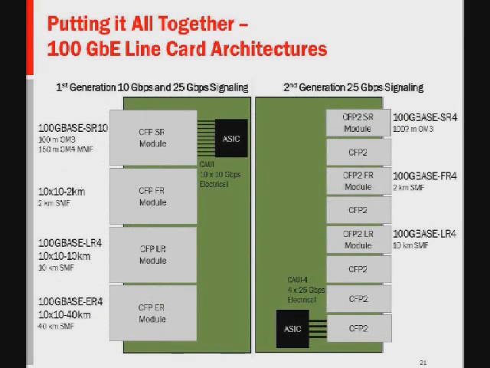So if you put it all together, this is kind of what it looks like today. With first generation, we have these 10 by 10 lanes going into the optical module. We can only fit 4 ports on a blade. Second generation will remove all that 10 by 10 signaling, allow us to do 4 by 25 electrical into the module, give us a lot smaller modules, so we get a lot higher port density.